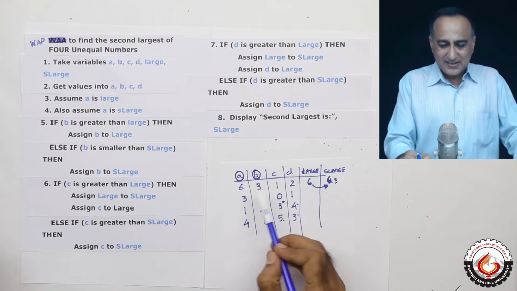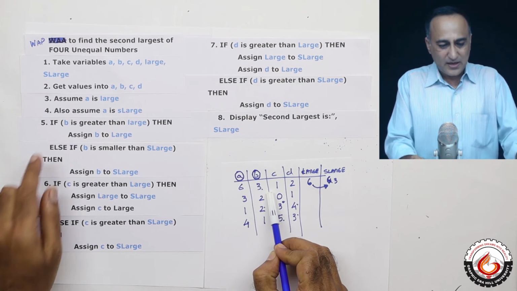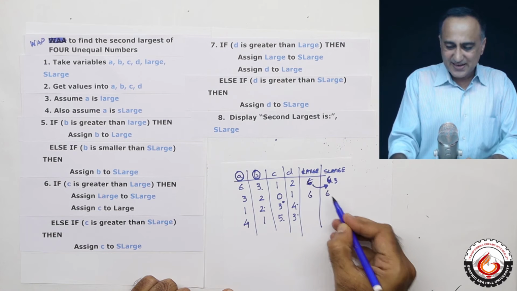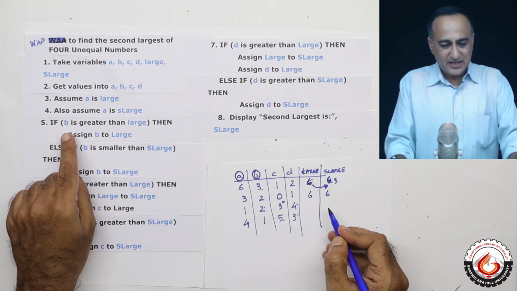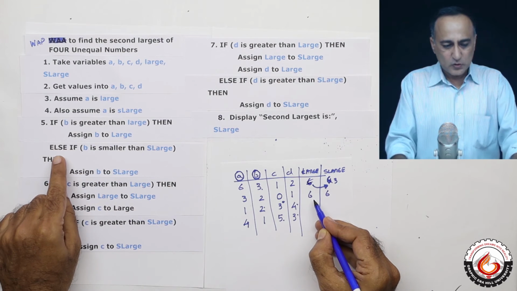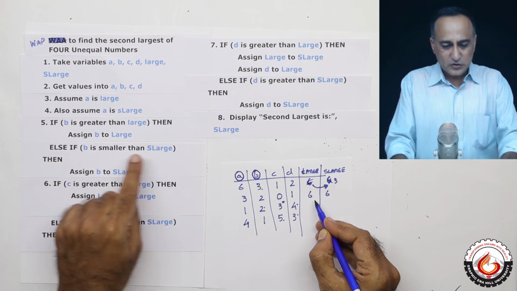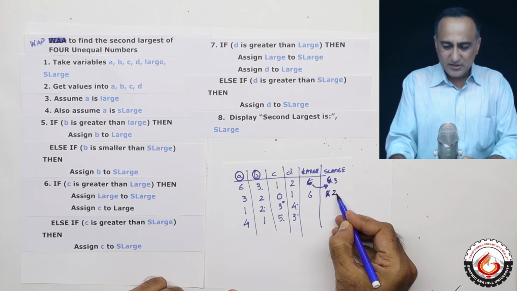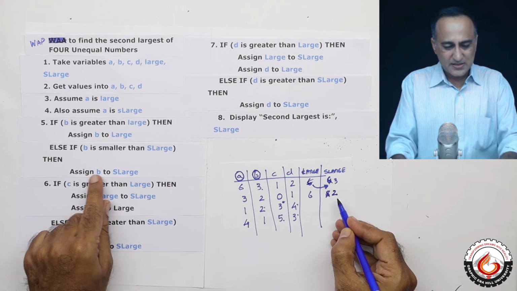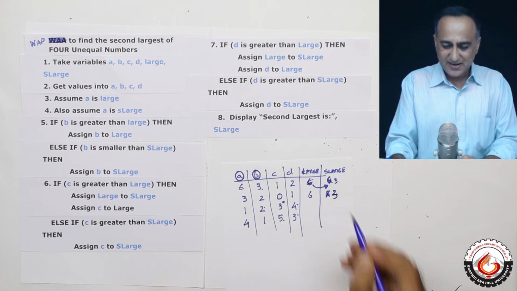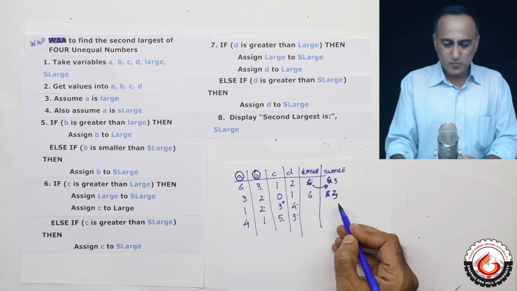So let's first take this first line. A is large, so A is 6, and second large is also 6. Now is B greater than 6? Is 3 greater than 6? No. So else condition. Is B smaller than second large? Yes. So my new second large is going to be only 3. That's why you're seeing I'm only replacing second large with B. So this takes care of 6 and 3.